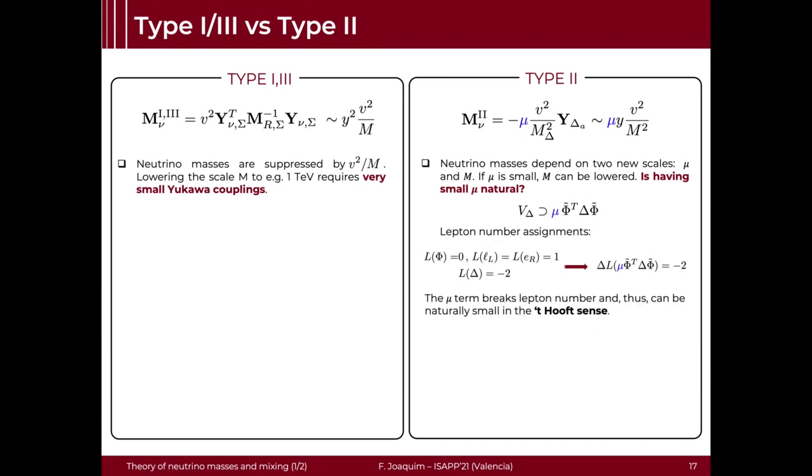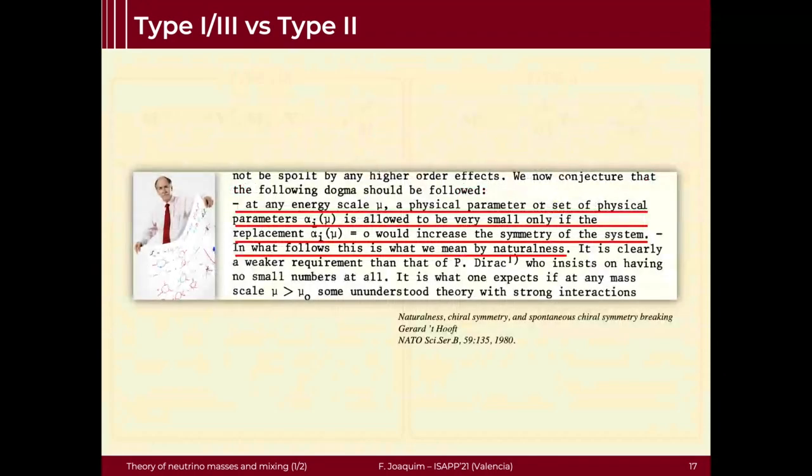This mu term breaks lepton number, and if it breaks lepton number, it can be naturally small in the 't Hooft sense. It's the only term which breaks lepton number. And what does it mean? It's naturally small in the 't Hooft sense.